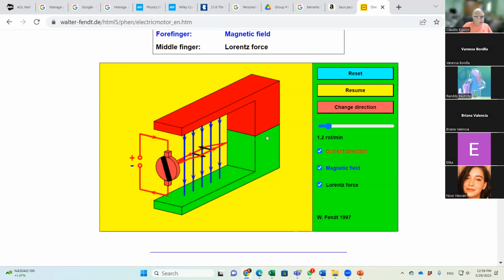The force is always there. It's just that the torque was not there. If I were to revert here, change the direction of the battery. Resume.